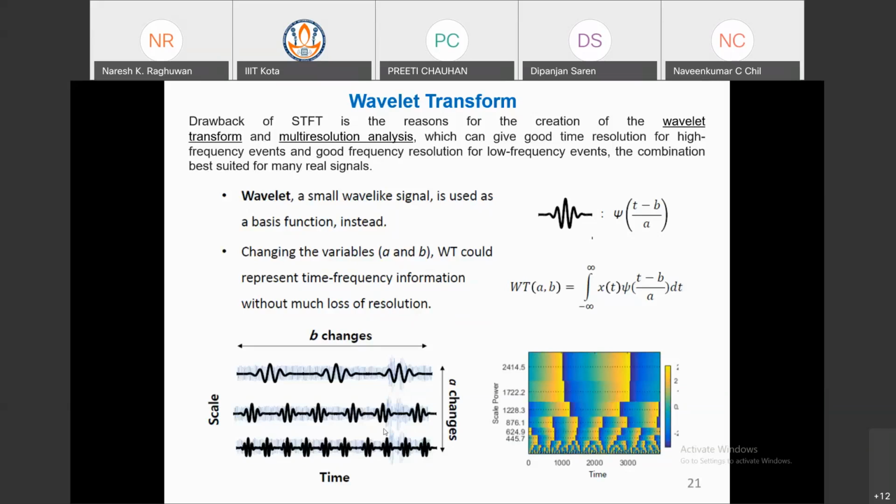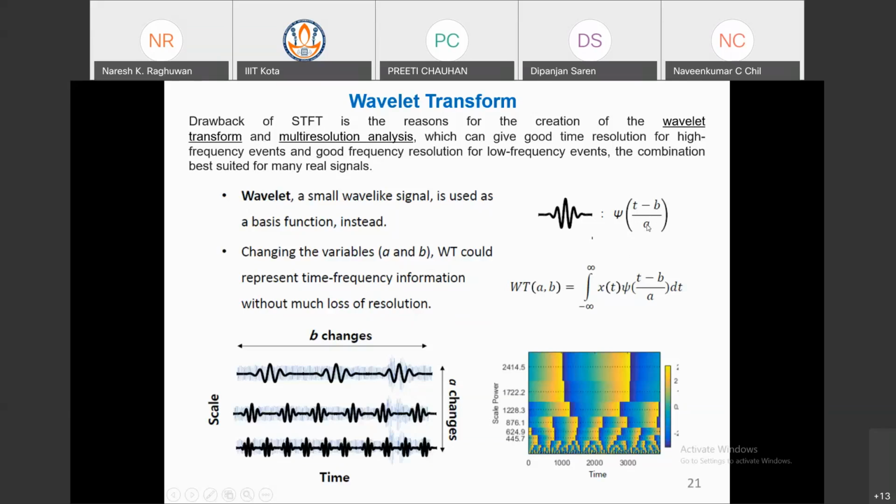So it's a small wavelet signal. Suppose on the right hand side, you can see this short wave and high amplitude. This is a function like psi of (t minus b) upon a. Here t is the time, b is the time shifting parameter, and a is the scaling parameter. So these two, b and a, are the key points of the wavelet transform.